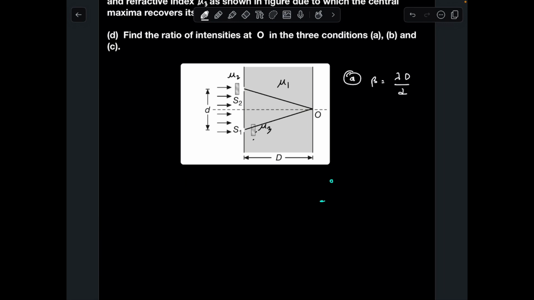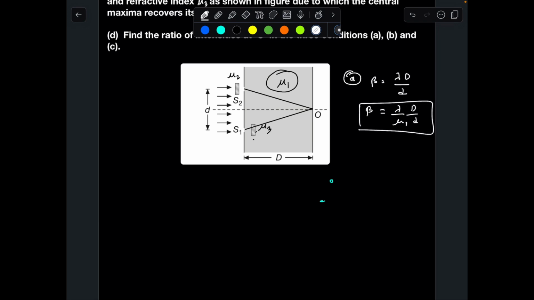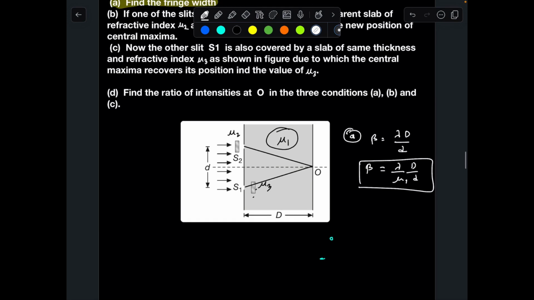Correct. Now when the light enters a medium of refractive index mu1, here mu1 is the refractive index of the water, the new beta becomes lambda by mu1 times capital D by small d. So this is the answer of the first question. Let us see the second question.